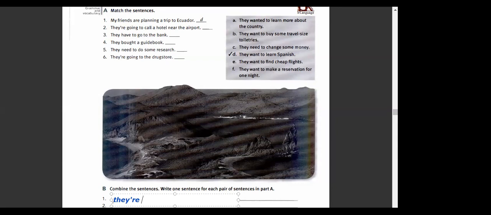They are going to get a hotel near the airport to make a reservation for one night. Perfect. One more time. They're going to call a hotel near the airport. Continue. To make a reservation for one night. To make a reservation. Continue. For one night.